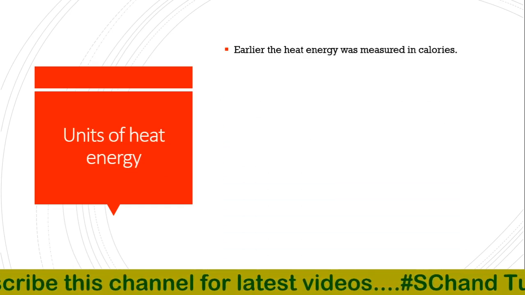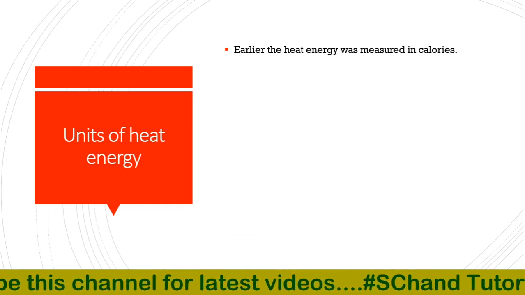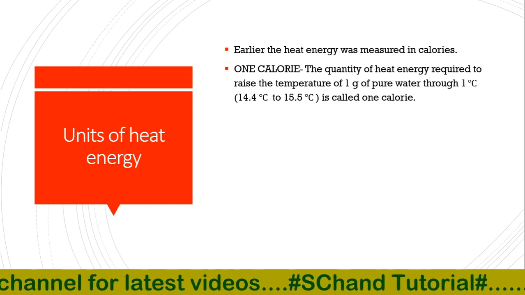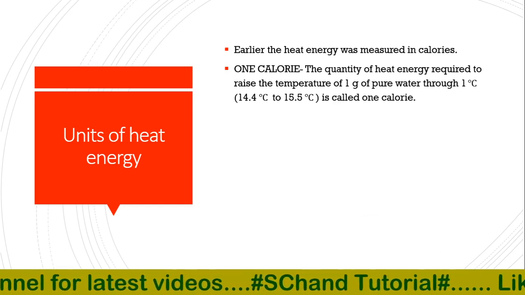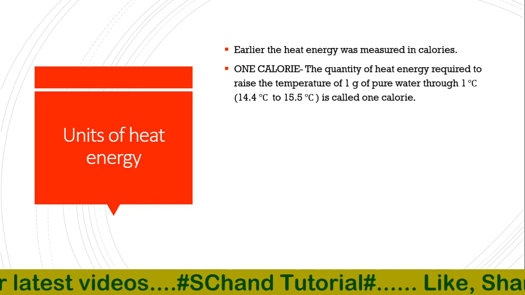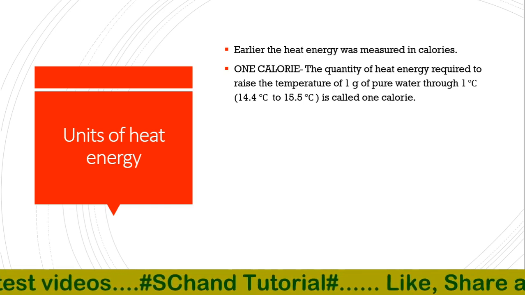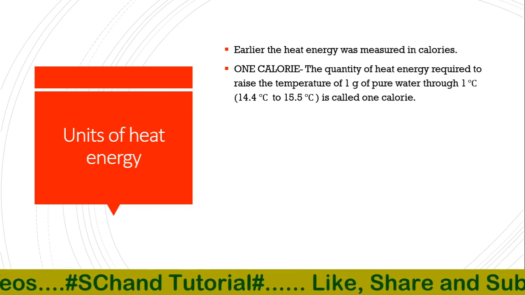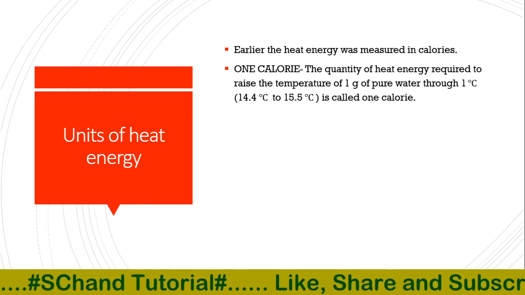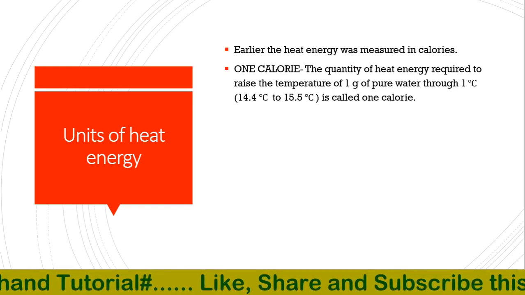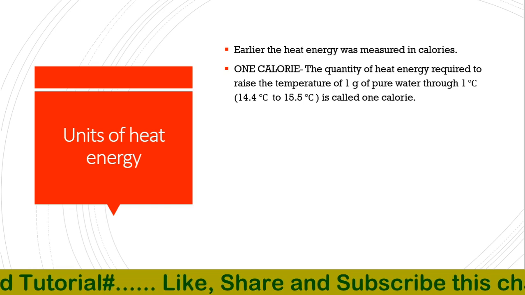Units of heat energy: earlier the heat energy was measured in calories. So what is a calorie? 1 calorie is the quantity of heat energy required to raise the temperature of 1 gram of pure water through 1 degree Celsius, that is from 14.4 degrees Celsius to 15.4 degrees Celsius. That is called 1 calorie, is it?